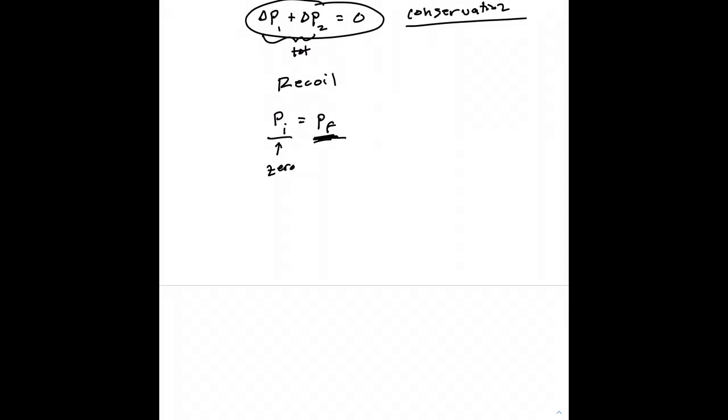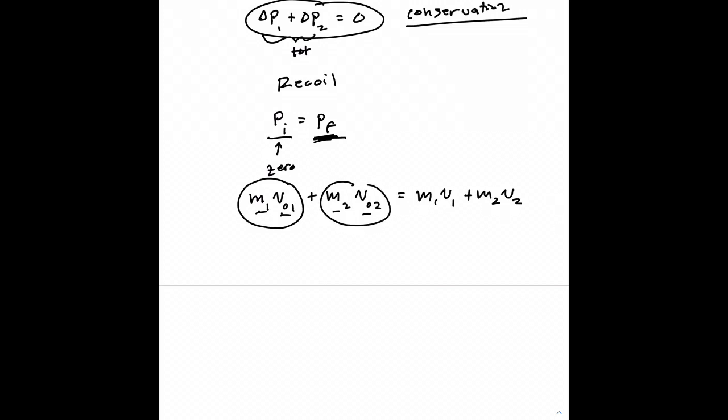Initial momentum has to equal final momentum. We could say then that the mass of Elena, or the mass of object number 1, times the initial velocity of object 1, plus the mass of object number 2, which is Mohammed, times the initial velocity of object number 2, is equal to m1v1 plus m2v2. When I multiply mass times velocity, I get momentum. So I'm finding the momentum of object 1 and number 2 added together, which is the overall initial momentum.